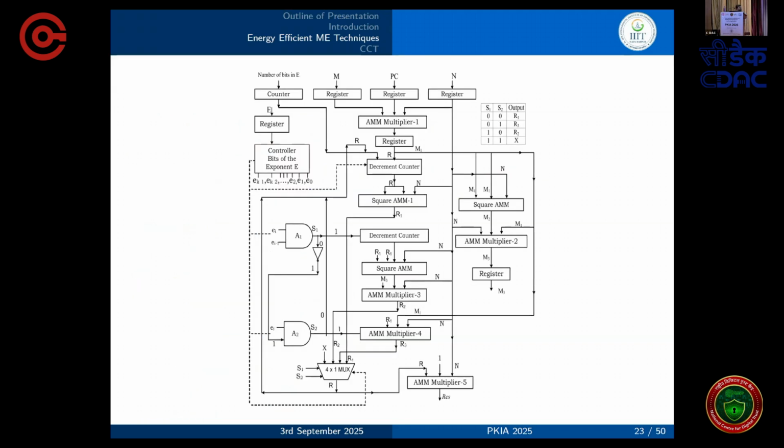Okay. Now the hardware architecture for even 1 bit forwarding is here. We have also provided this hardware architecture. We are in the phase of designing a chip.